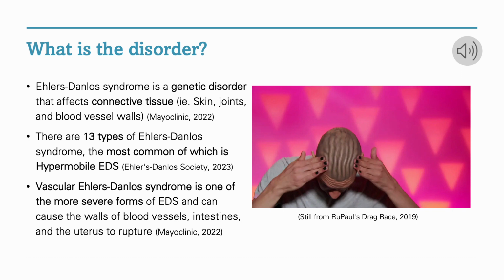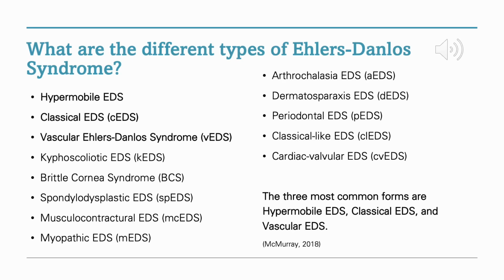Evie Oddly, a well-known drag performer with this type, is pictured showing off the way EDS has affected the skin at the top of his head. As previously mentioned, the three most common forms of EDS are hypermobile, classical, and vascular. The 10 other types of Ehlers-Danlos syndrome include the following.